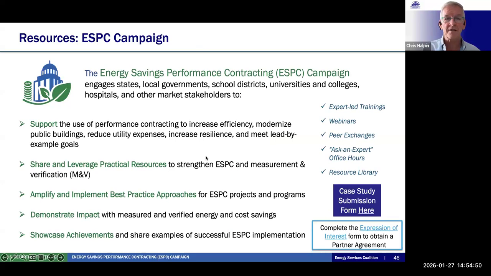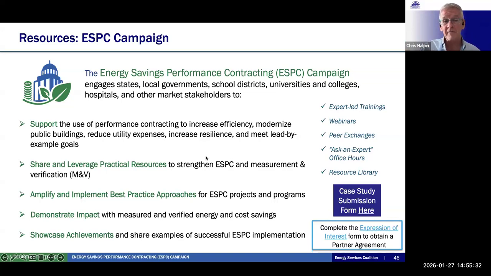And then about the campaign itself, right? So the DOE has put a lot of effort into this campaign. It's trying to support the use of performance contracting to do all these things we've been talking about for schools. We're trying to share and leverage practical resources to strengthen ESPC and use measurement and verification, right? You don't want to go with stipulated savings. The Efficiency Valuation Organization has put out this International Performance Measurement and Verification Protocol. It's sort of like the gospel of measurement and verification in this business. And that's what allows these projects to be bankable, right? That's why they're investment grade audits, because of the measurement and verification.